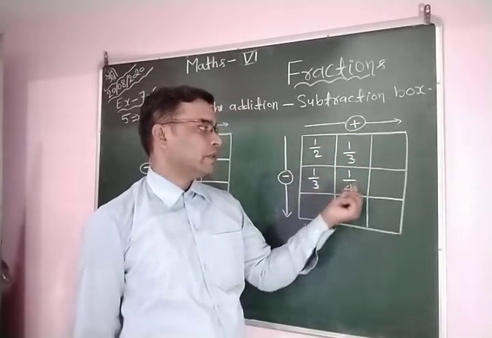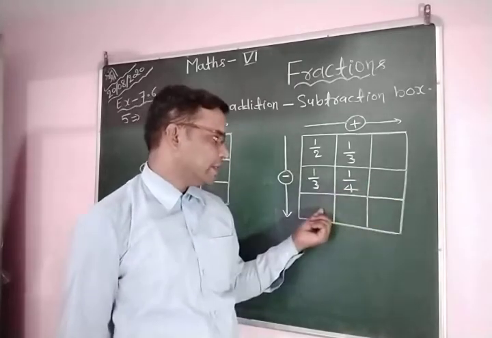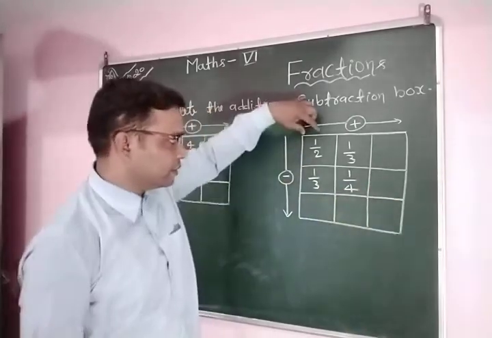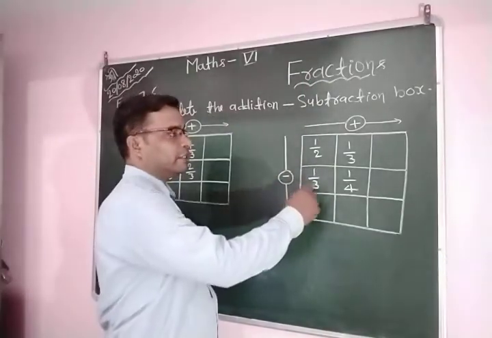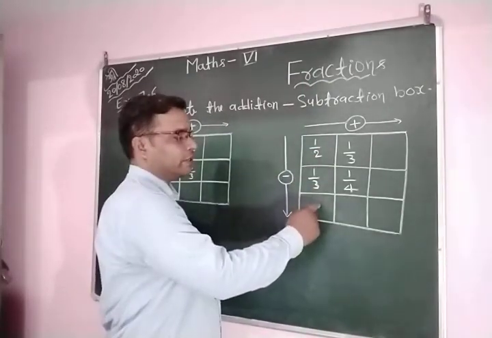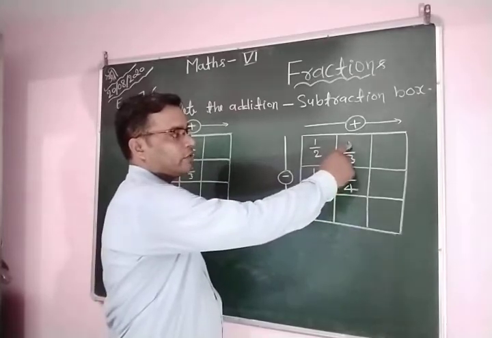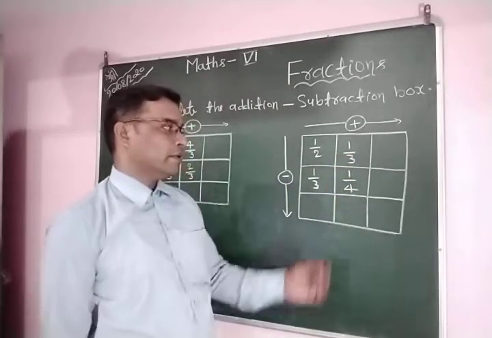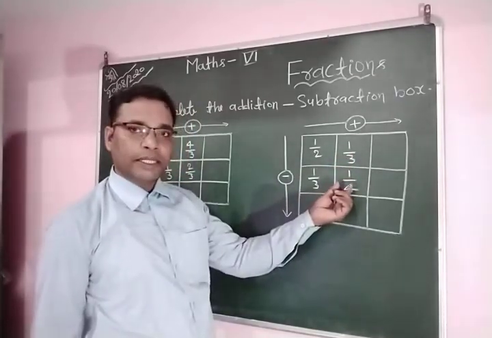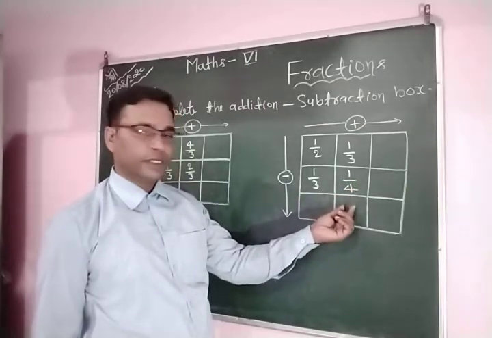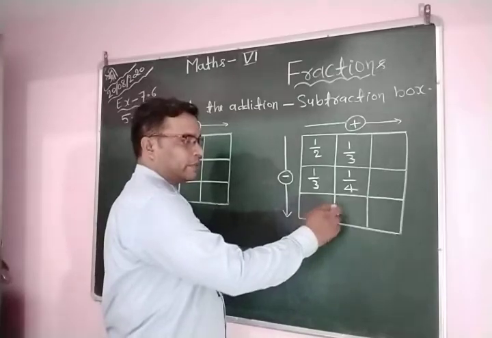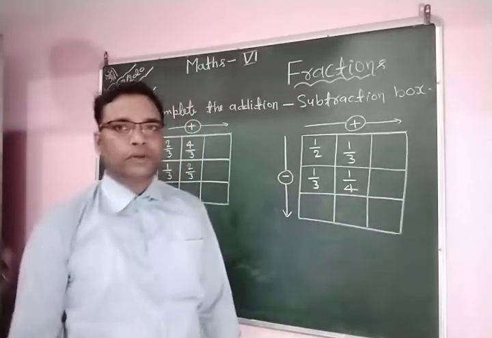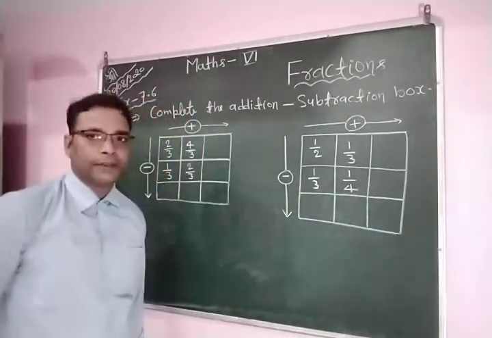Again here it is 1 by 3 plus 1 by 4. For this box we run along the columns and we subtract: 1 by 3 from 1 by 2 we obtain here, and here again 1 by 3 minus 1 by 4 is equal to here. For this box we add them, this plus this is equal to this. So let's see how to do it.